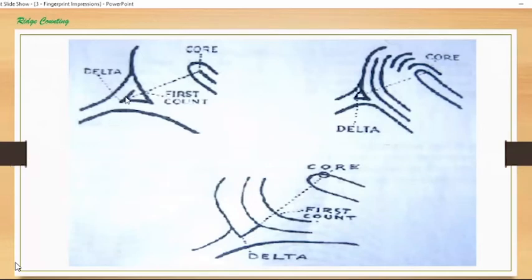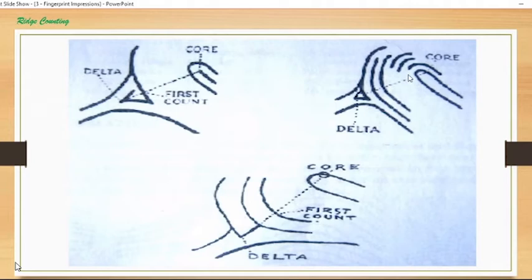Hahanapin muna natin yung delta, then hahanapin natin yung core. You make a straight line or an imaginary line. Then the first ridge is your first count. Ito yung inyong first count. Hindi kasama sa binibilang ang delta and core. Because ang sinasabi natin, the intervening ridges between the delta and the core.